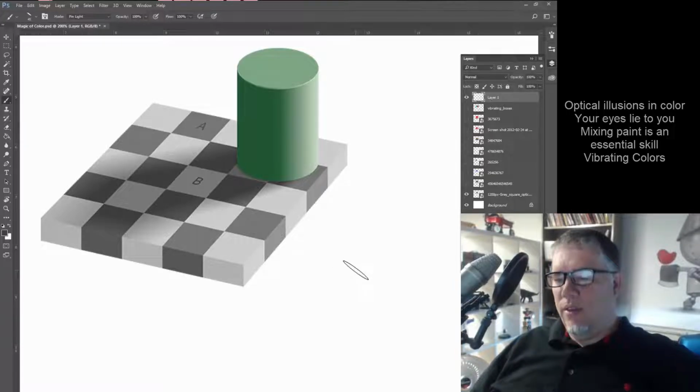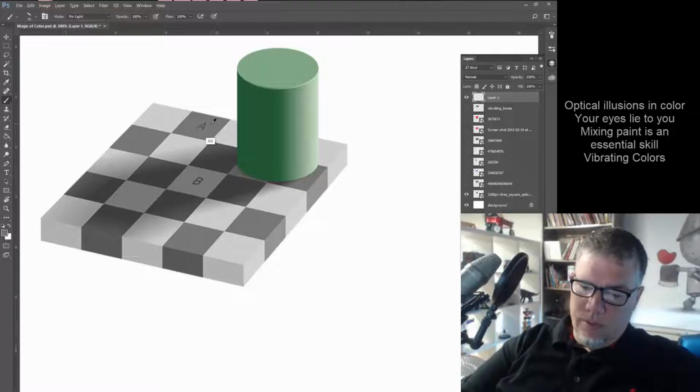A lot of you have probably seen this optical illusion before, and if you haven't, this is probably going to blow your mind a little bit. The square A and the square B are actually the same value even though they look totally different. Okay, so A, not the letters, but the squares A and B, are identical in value.